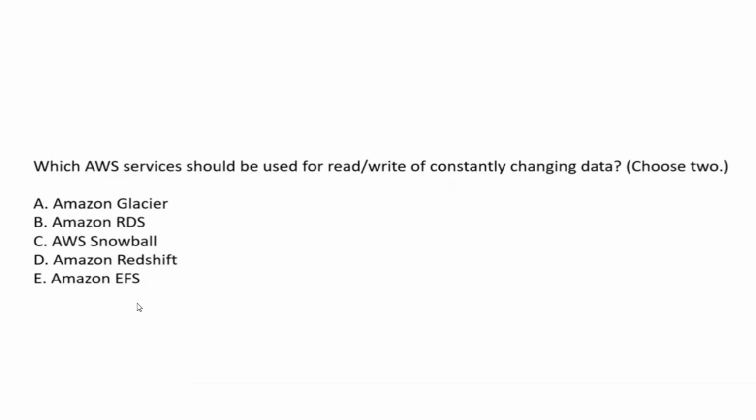So see guys, here we have two key values. One is read or write, right? And the other one is constantly changing data. So we would be revolving around these two key values. Let us first try to eliminate some options if there are any.